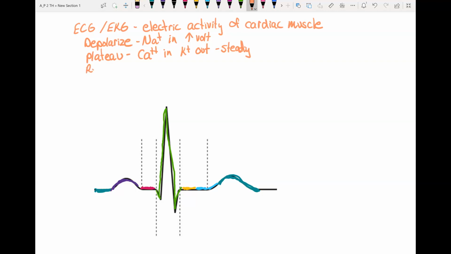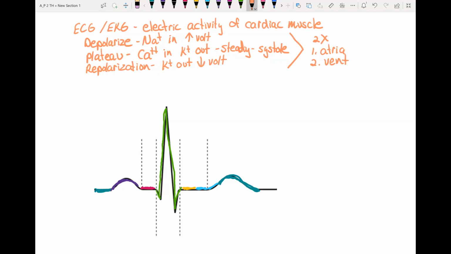Then you have repolarization, where you just have potassium out, so the calcium gates close, and that decreases your voltage back to your resting membrane potential. Remember, during plateau is when you have systole. Muscle contracts during plateau. And remember that the heartbeat occurs in 2 steps. So you're going to do this twice. First for the atria, second for the ventricles.